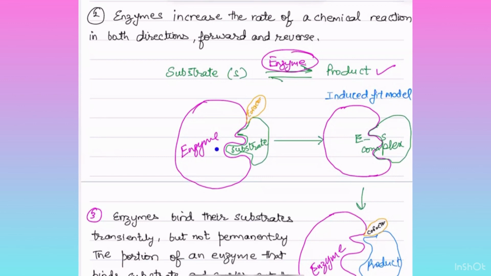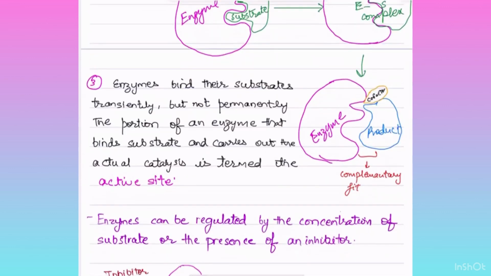Along with enzymes, some helper molecules are also required, which are called cofactors and coenzymes. Cofactors and coenzymes are very important for the chemical reaction. Cofactors, for example, are metal ions like magnesium and zinc, and coenzymes are vitamin-derived organic compounds like NAD, FADH2, etc. Enzymes bind their substrates transiently but not permanently. The portion of an enzyme that binds substrate and carries out the actual catalysis is termed the active site, also called the hydrophobic pocket.